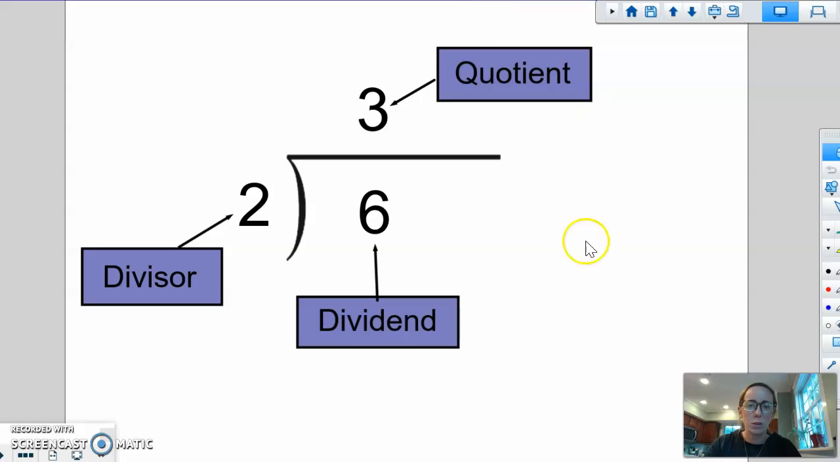This could also look like this, which sometimes can get confusing, and just remembering which term is which number. Inside our division house is your dividend. That is still the number that you are breaking up. Your divisor is right here, and that's how many groups you are splitting up your dividend into. And then your quotient is your answer that sits right on the top of your division house.